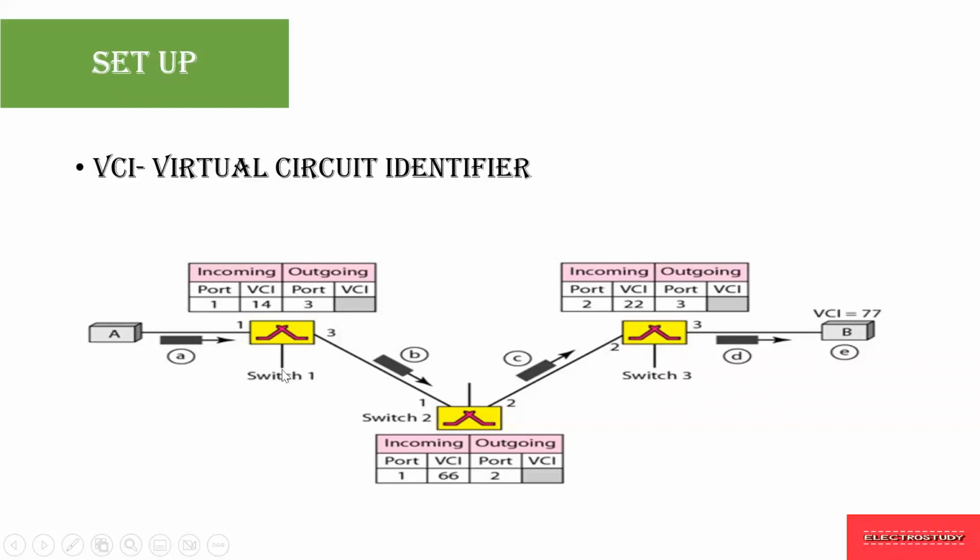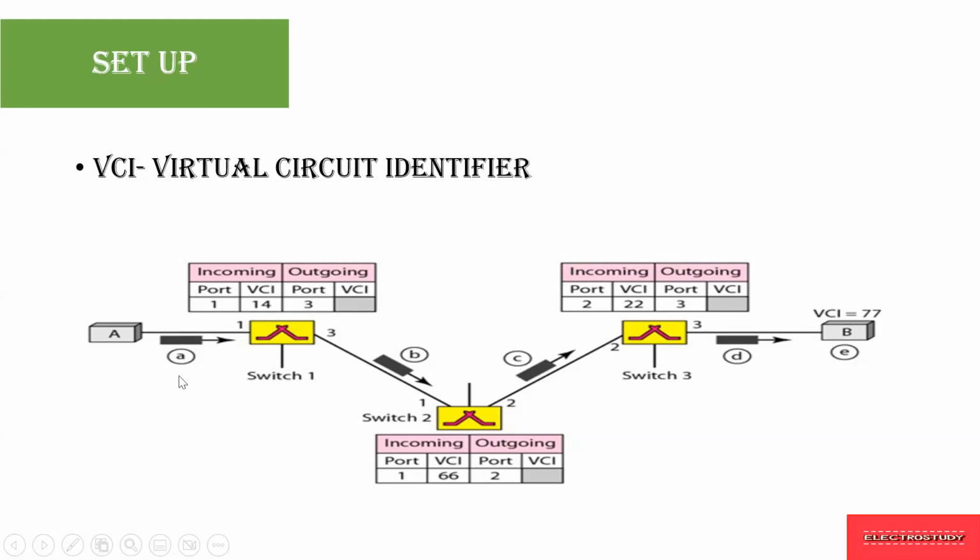In the setup phase, the router will create an entry for the virtual circuit. For example, suppose source A needs to create a virtual circuit to the destination B. Two auxiliary packets need to be exchanged between the sender and the receiver. Now the request packet and the acknowledgement packet will start functioning.